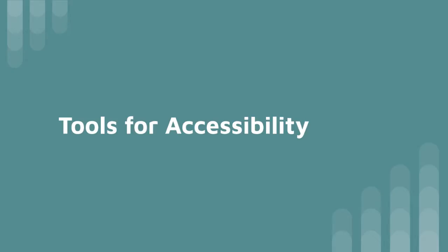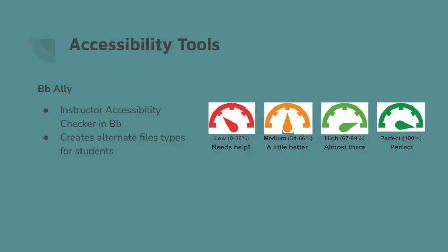What are some tools that we have available to us? Well, the first thing we have is Blackboard Ally, and that's built into your Blackboard course, and it allows you to get a quick and dirty idea of how accessible any document is in your course.